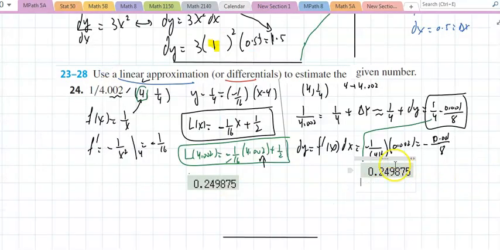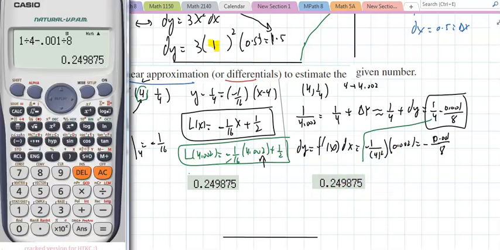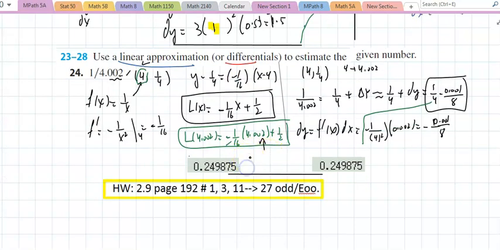How do you like that? Wait, normally they're not exactly the same. 1/4 minus 0.001 divided by 8. Yeah, hey, they do work. Okay. The reason those work extremely close and are the same is because the difference is really, really small, 0.002. If the difference was like 0.1, you would have seen a slight difference in those. Alright, and there's the homework.